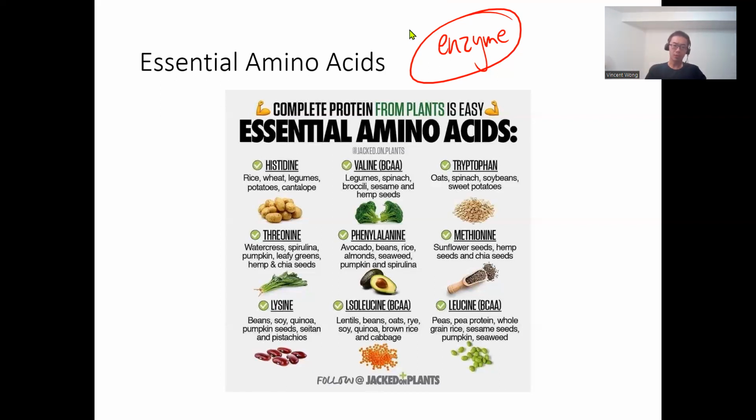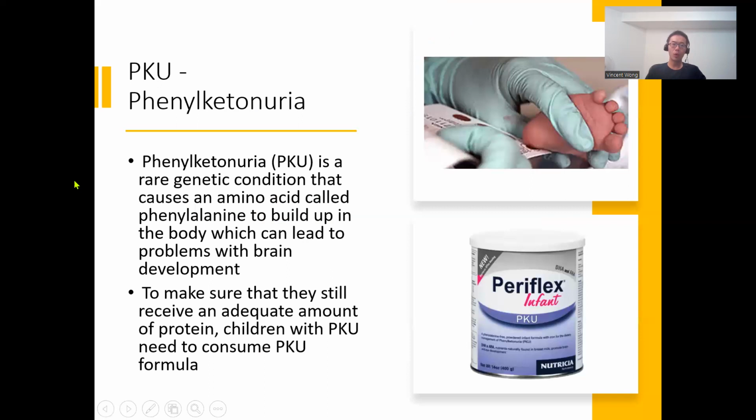So there are some people who are born with a rare genetic condition called PKU, which stands for phenylketonuria, or just PKU for short. And they don't have the enzyme to break down, to metabolize the phenylalanine. And the phenylalanine can build up in the body and start accumulating in the brain and interfere with brain development. Okay?